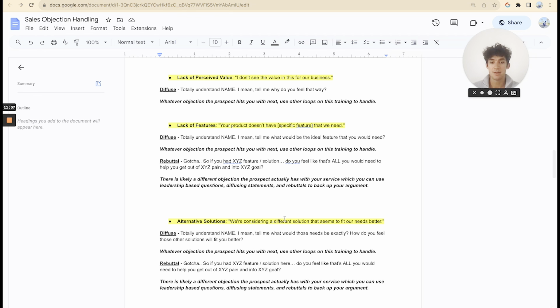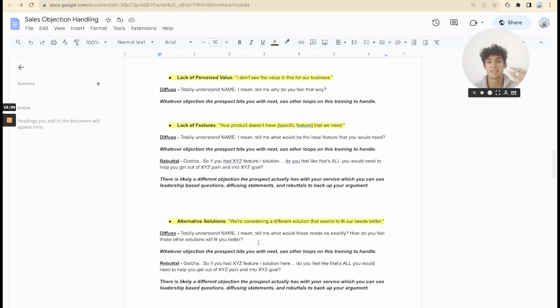Now, right here, this is going to be a very similar one to these other ones, right? But it's going to be like, hey, we're considering a different solution that seems to fit our needs better. Totally understand, John. I mean, tell me, what would those needs be exactly? How do you feel like those other solutions will fit you better? So notice once again, it's not me telling them, hey, our product's so great because of XYZ. It's, no, how do you feel those solutions will fit you better?